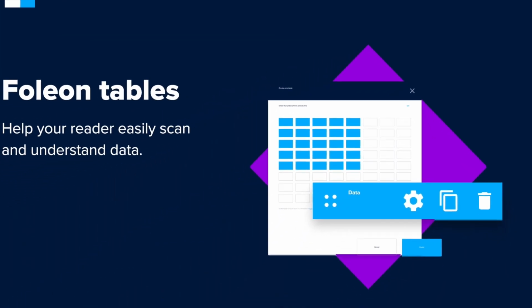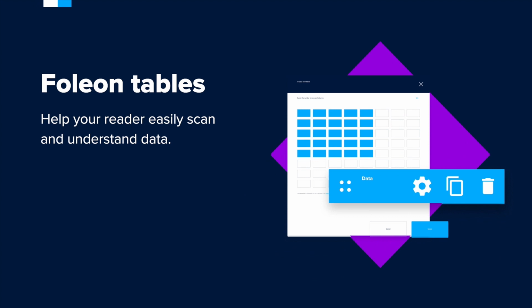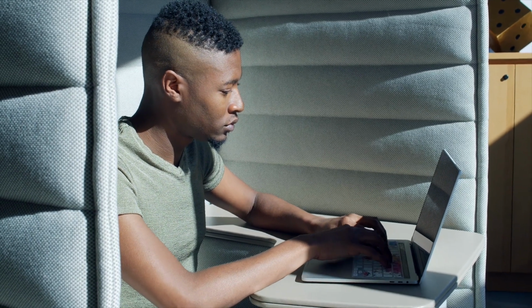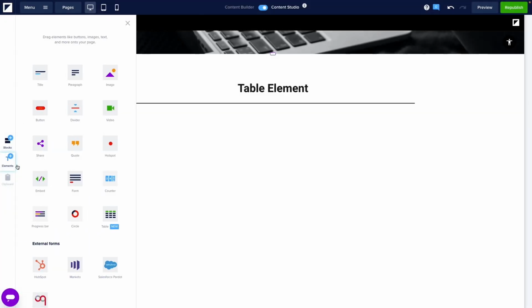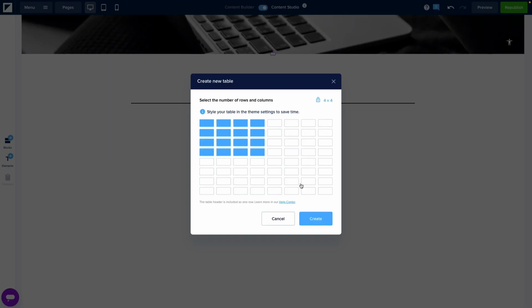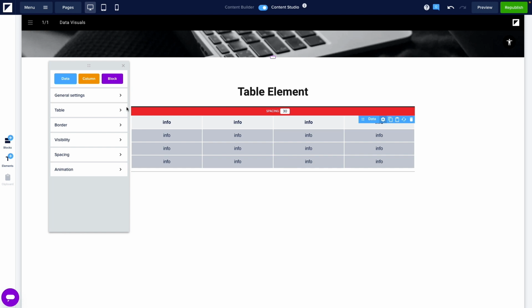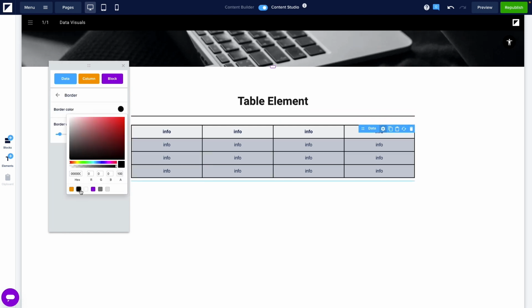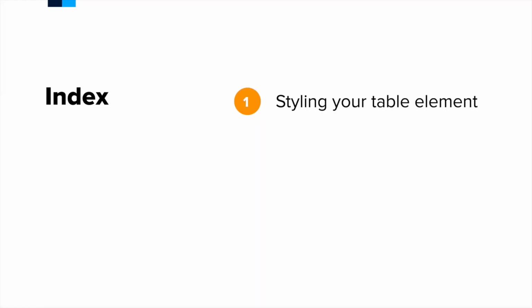This lesson is a collection of best practices to help you design better tables in Foleon. As creators, we are responsible for visualizing data, making it easy to read, and telling the story of its importance. This lesson is broken into two topics. First, we'll cover ways to style your table element, and then we'll close out by sharing other ways to visualize data in your Foleon doc.